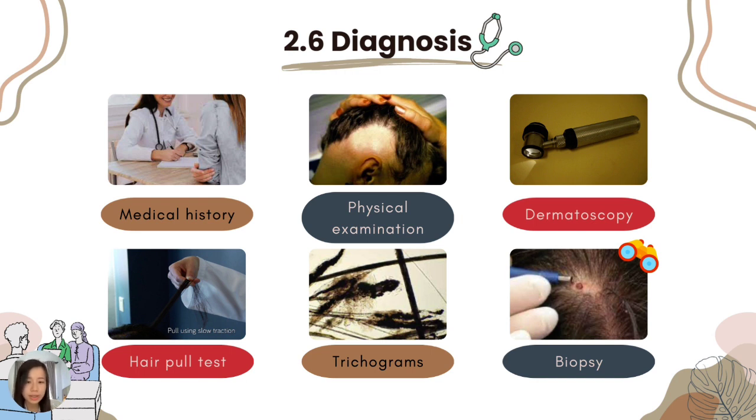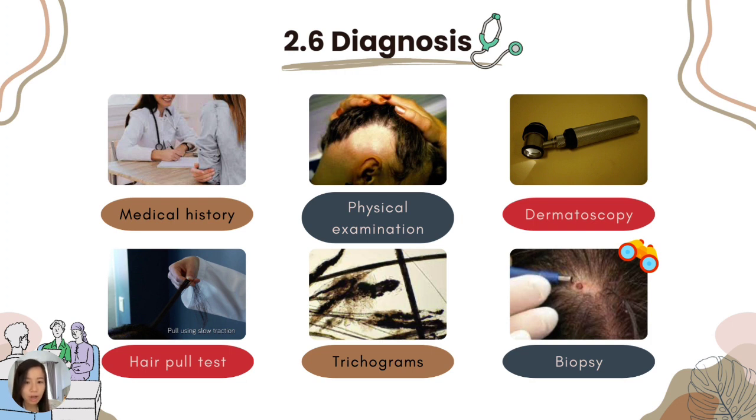First, medical history. Things we need to know are the patient's age when the disease occurs, the course of the disease, the symptoms, history of disease such as autoimmune or other inflammatory disorders, and family history. Second, physical examination of the scalp and affected areas. Third, dermatoscopy. This diagnostic technique is very helpful in diagnosing alopecia areata.